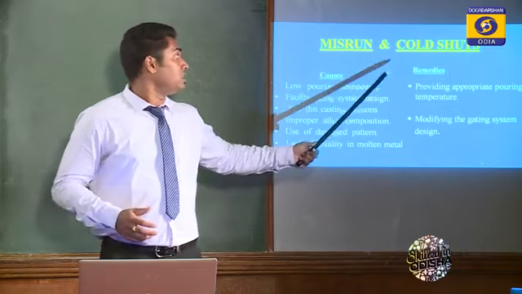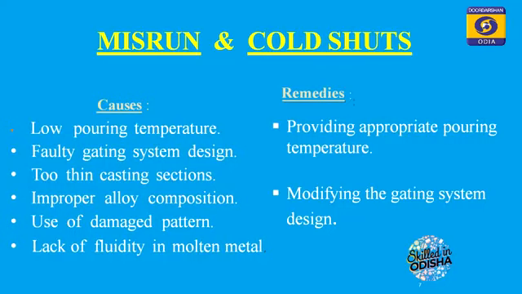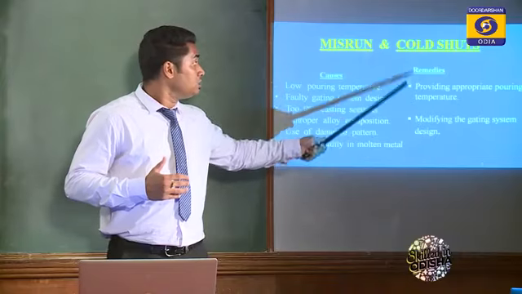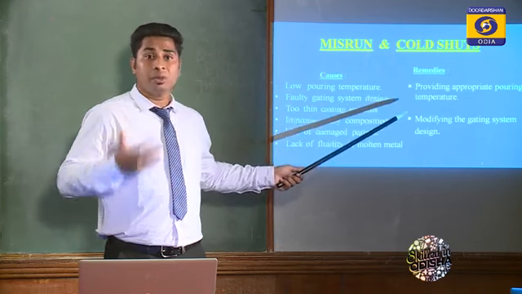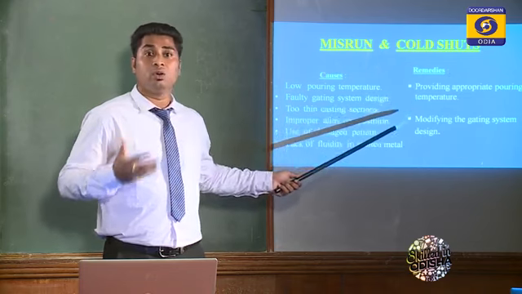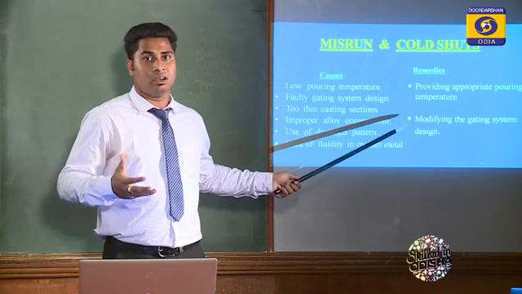So what are the remedies of misrun and cold shut? By providing an appropriate pouring temperature and modifying the gating system design. By using these remedies, we can avoid or prevent the misrun and cold shut casting defects. Okay.